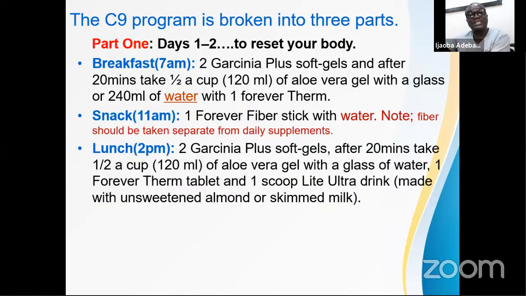Then you now proceed to the first time that you will take a scoop of Light Ultra. These are very, very key. Please pay attention. If you can snap this stuff, snap it. It's been simplified. You see, take 1 scoop of Light Ultra made with unsweetened almond. I love almond. That's why I put it there. Or skimmed milk. I love almond. It's more natural. Unsweetened. You can have it, drink it. That is for your lunch after you've taken your Garcinia.